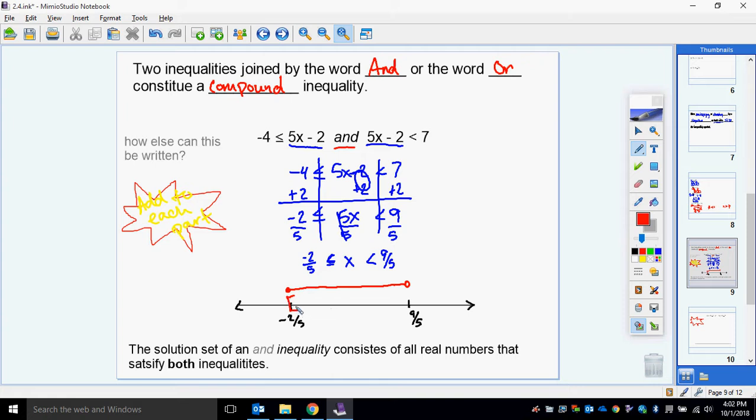The other way you can do it is a bracket and a parentheses to show included and excluded. Okay, so the solution set of an and inequality, this is important, consists of all real numbers that satisfy both inequalities. Okay, so the numbers that are greater than negative 2/5 and less than 9/5 are the solutions. They're in this interval or on this graph. It's got to fit for both.